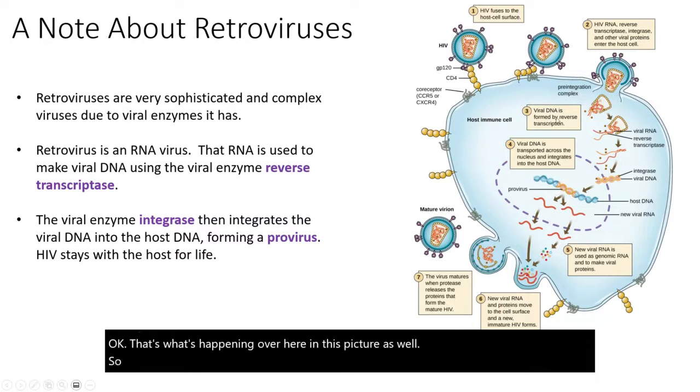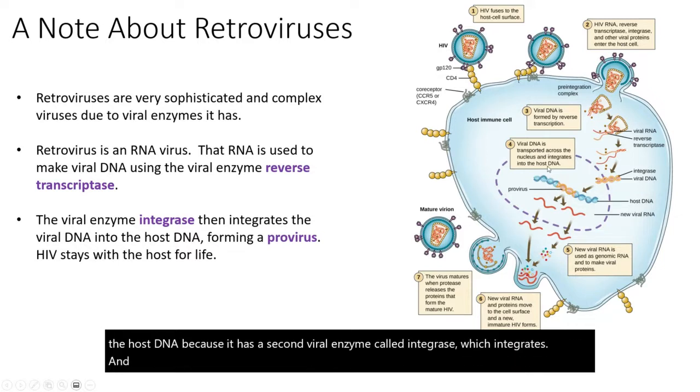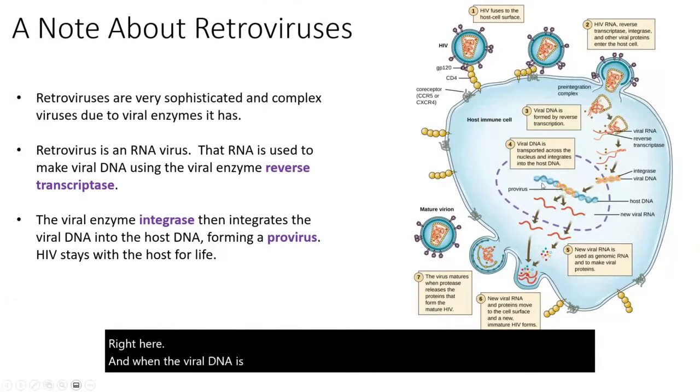So the viral DNA is made courtesy of reverse transcriptase, and now it can be integrated into the host DNA because it has a second viral enzyme called integrase, which integrates the viral DNA into the host DNA. And you can see that right here. And when the viral DNA is incorporated into ours, it's called a provirus.